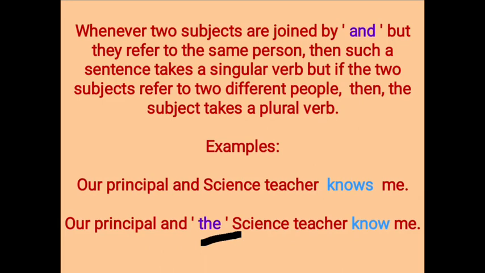That is why in the first sentence you have "knows" as the singular verb that it takes, because we are talking about one person, our principal and science teacher. That is why we have "knows", singular verb. And in the second example, our principal is different from the science teacher. That is why we have "know", which is a plural verb.